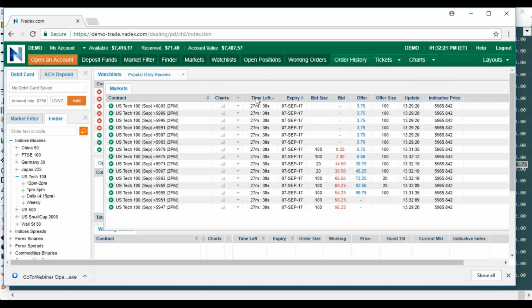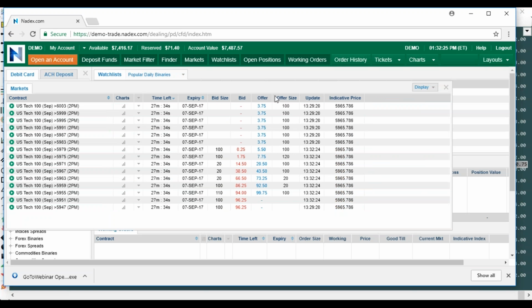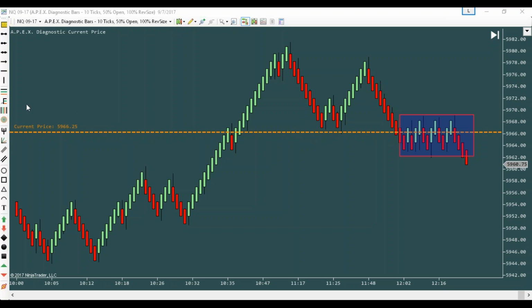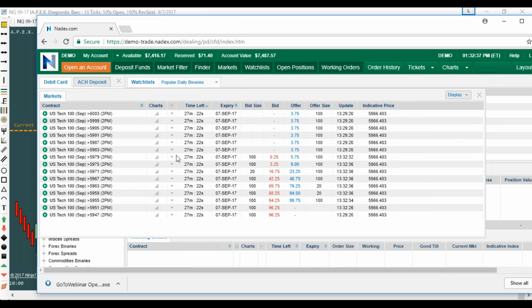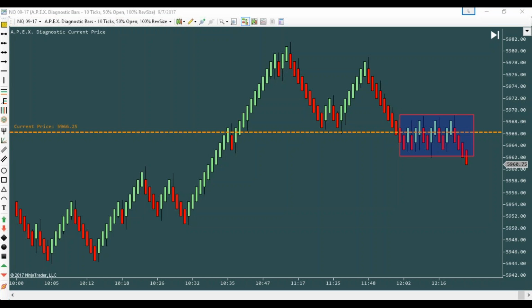Let's look at the 71 and the 67. Let's look at both options. So 71 and 67, where would that be? Hold on, where were those prices again? 71 and 67.